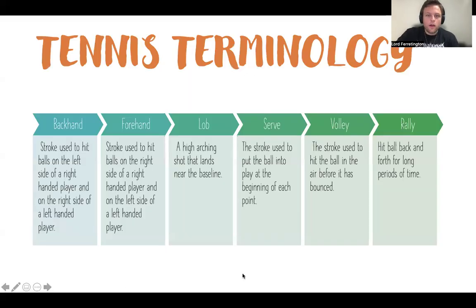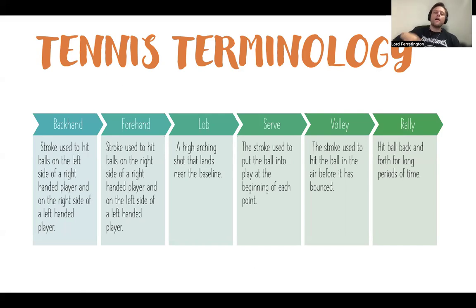All right. Now we'll look at some tennis terminology. So a backhand shot, for example, for a right-handed player, is hit from the left side of a right-handed player, or the right side of a left-handed player. The forehand is the stroke that's used to hit the ball on the right side of the right-hander and the left side of the left-hander.